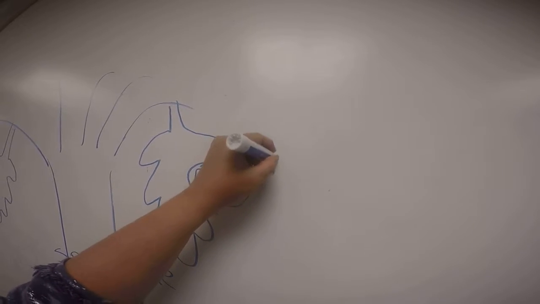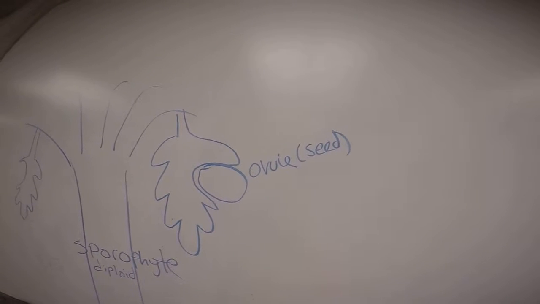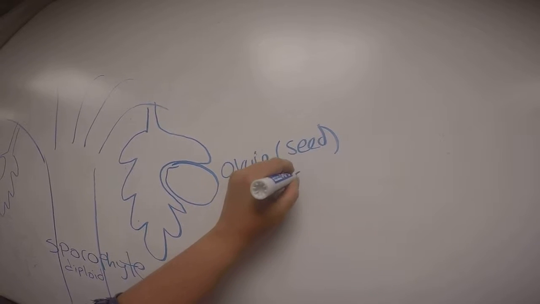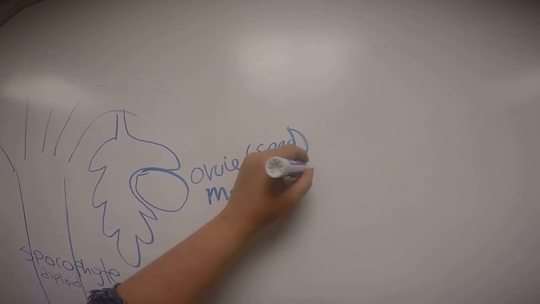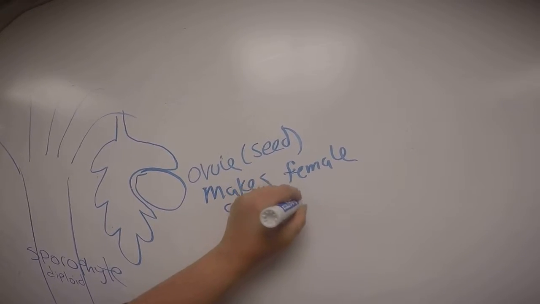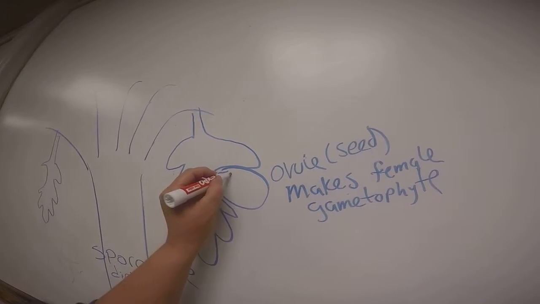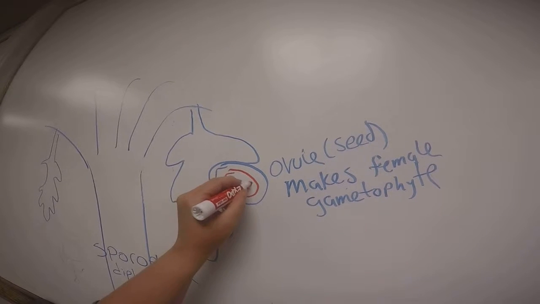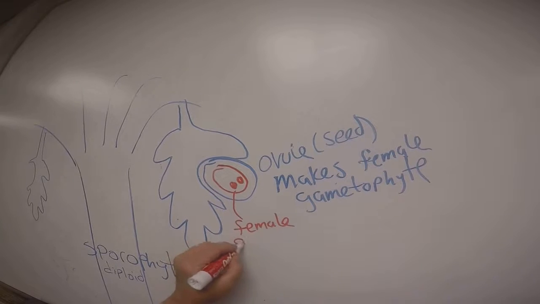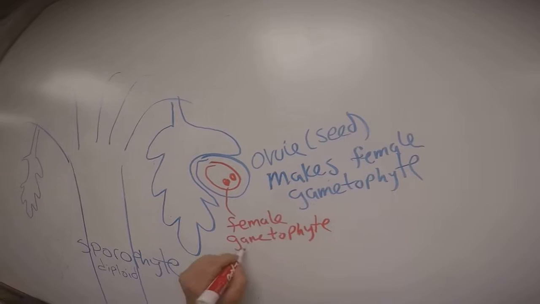On this side, we're going to call the structure an ovule, which will eventually ripen into what's called the seed. And the ovule makes the female gametophyte. So she will make the female gametophyte inside. And here's our little female gametophyte who's going to make eggs. Okay? So this is our female gametophyte. And she is haploid. Sorry about my handwriting. She is haploid.